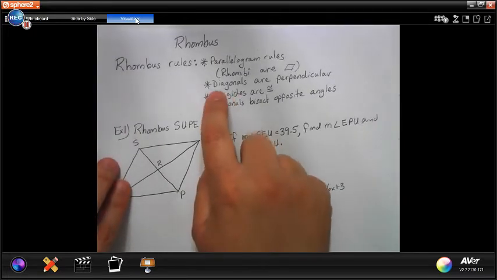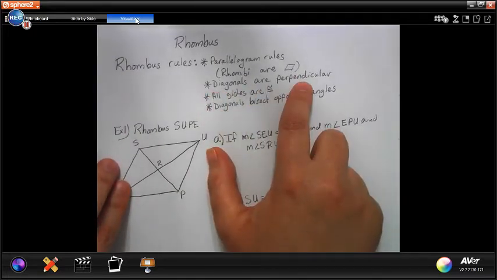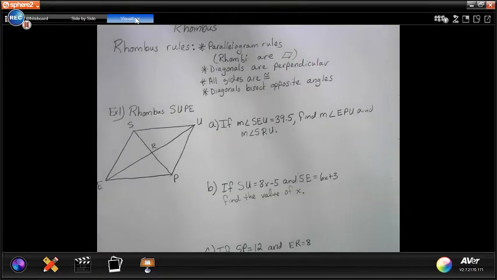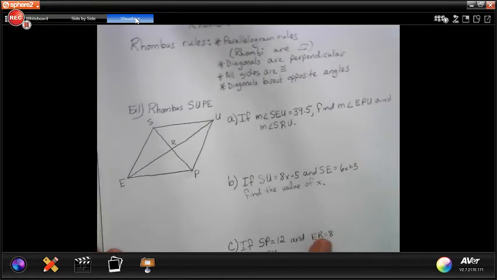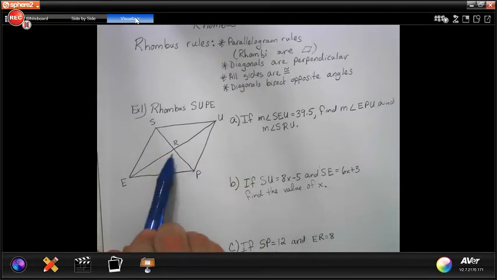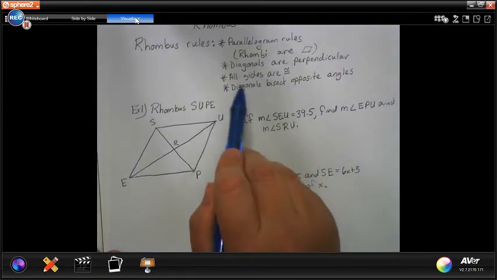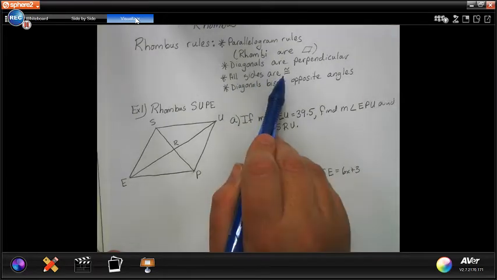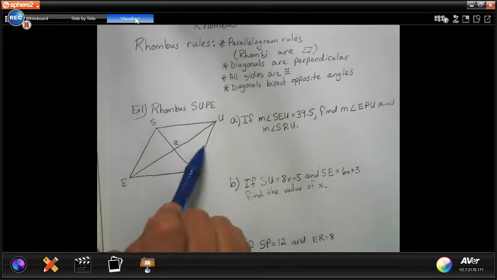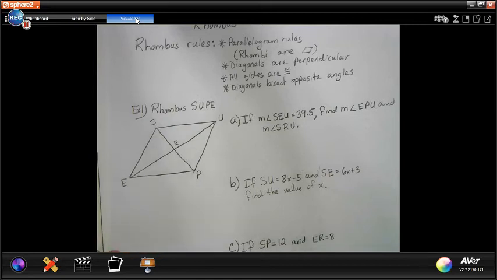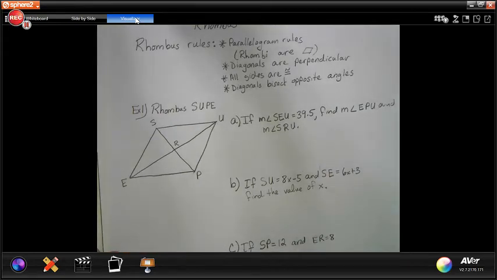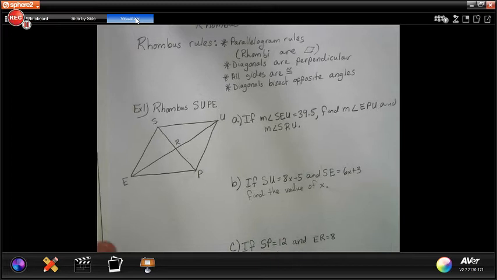So diagonals are perpendicular. So that means the diagonals make a right angle. So when we have diagonals here, all four of these angles will be right angles each, because the diagonals are perpendicular. All sides are congruent. So that means this side equals this side equals this side equals this side. When they talk about sides, they're not talking about the diagonals. They're talking about the outer edges of the shape.